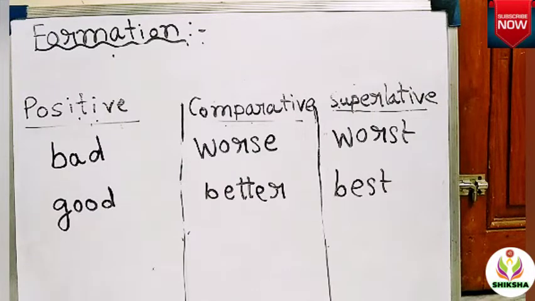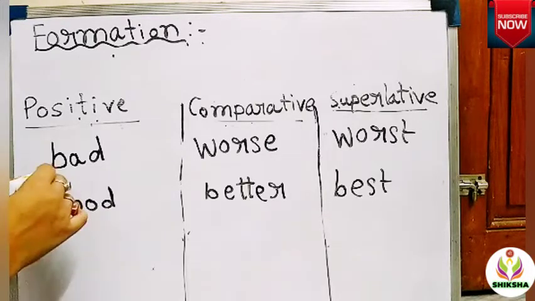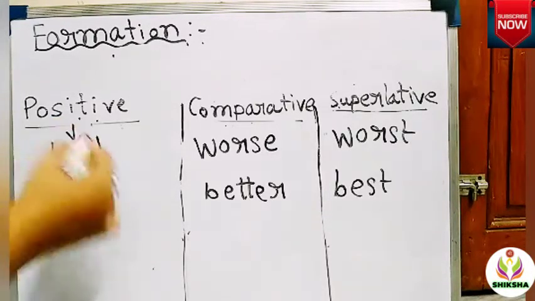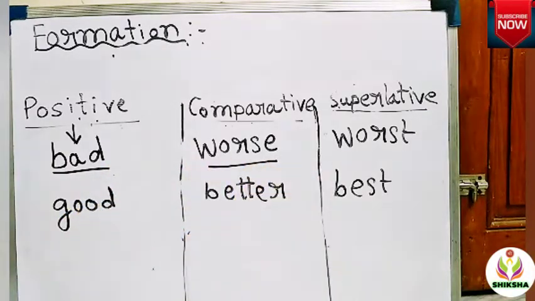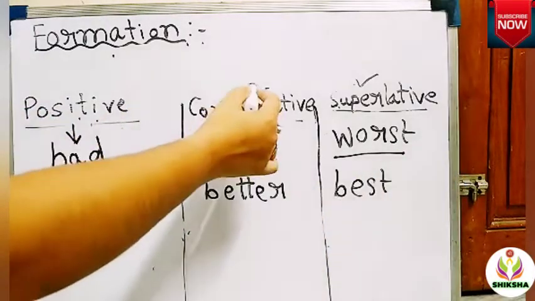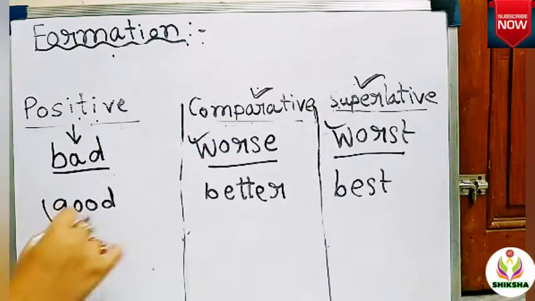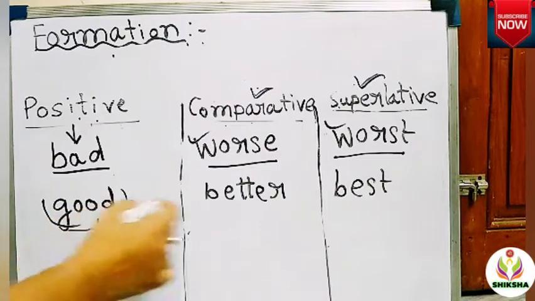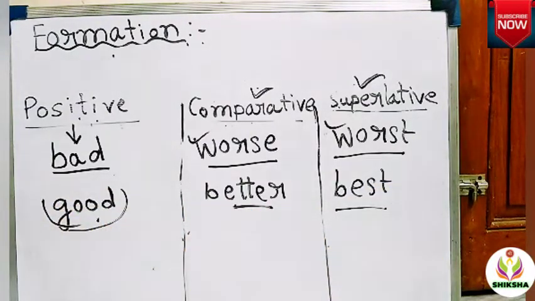Again, there are some words that do not follow any of the rules. Here are some examples. The word bad is in positive form. The comparative form of bad is worse and the superlative form of bad is worst. Here, the comparative and superlative forms are made by using new words. Similarly, good is in positive form. The comparative form of good is better and the superlative form of good is best.